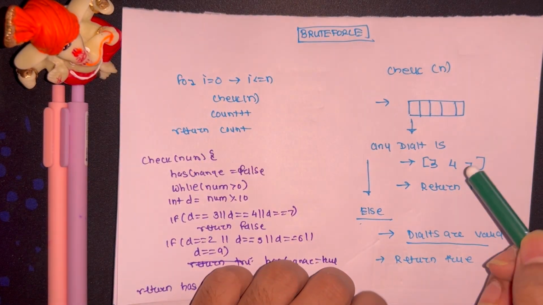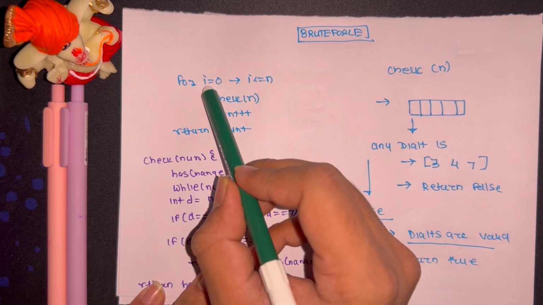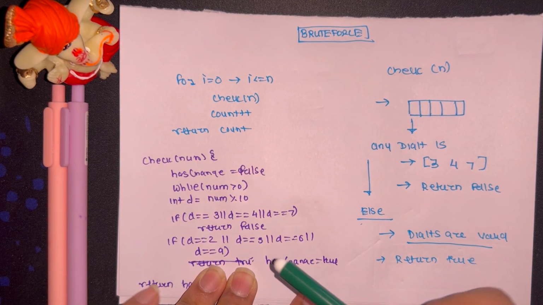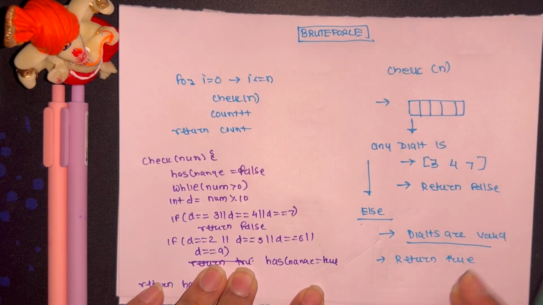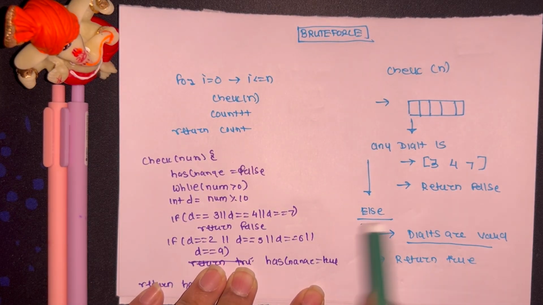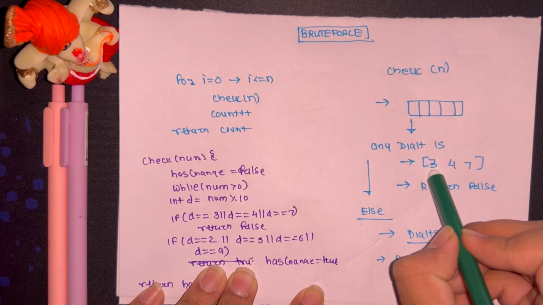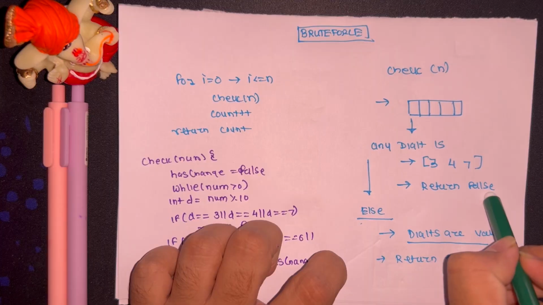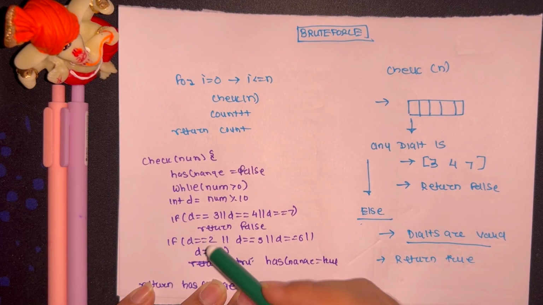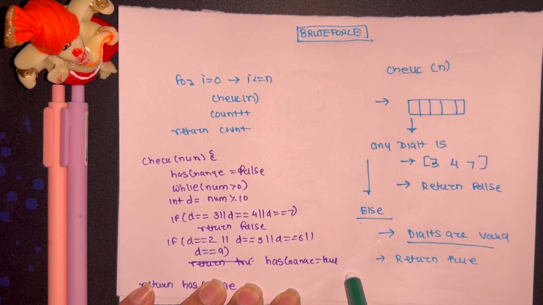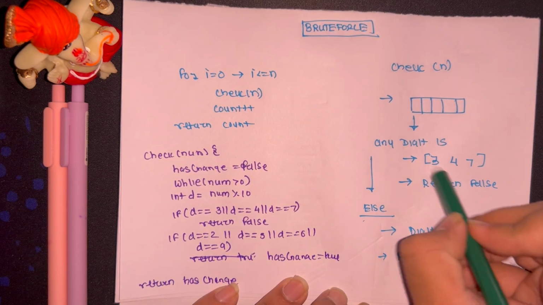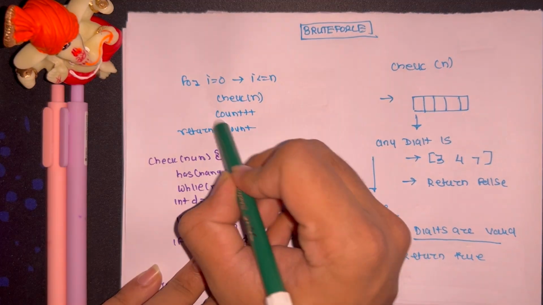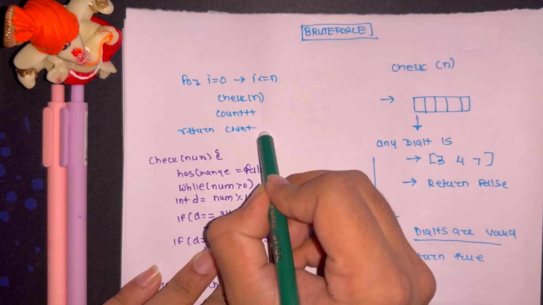The brute force solution is very simple. We'll just iterate from i equal to 0 to n, and for every integer, we will check if it is valid. In the check function, we take every digit in that number and check if it is 3, 4 or 7. If the digit is 3, 4 or 7, just return false. Else we check if the digit is 2, 5, 6 or 9. If it is, and we don't have 3, 4, 7 in any of the digits, we return true. And if it is a good number, we make count plus plus and return the count.